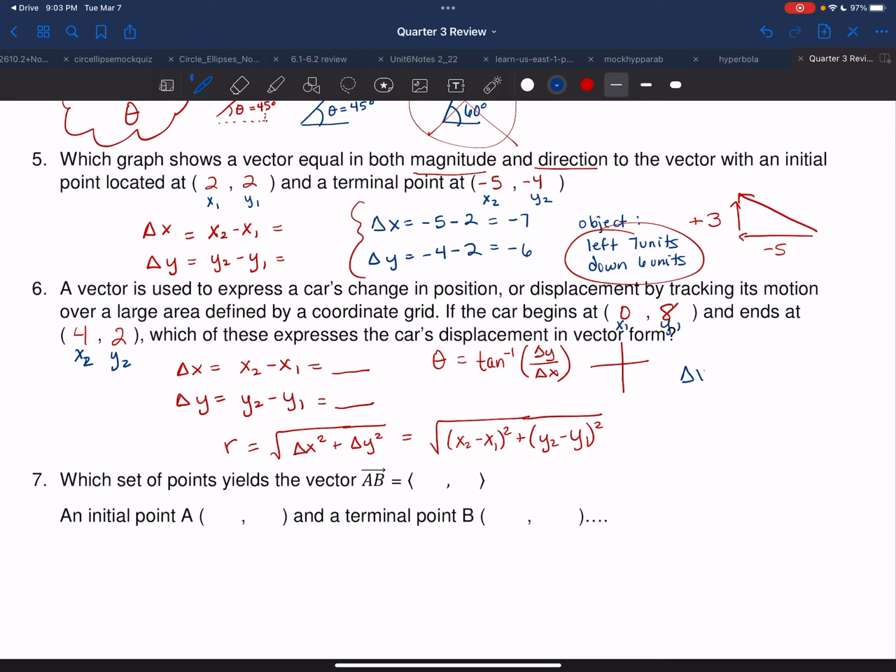Right, so my change in x is going to be 0 minus 4, so it's a negative 4. My change in y is going to be 2 minus 8, which is going to be negative 6. So I have a negative x and a negative y, so that's quadrant 3. So I'm going to add 180 to my angle when I get it.